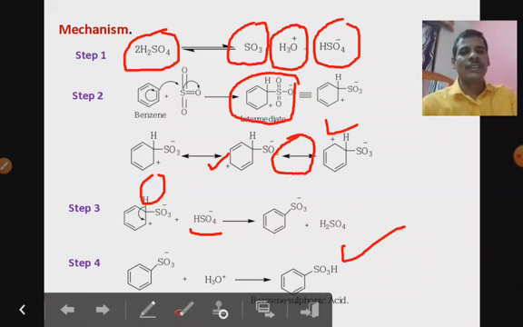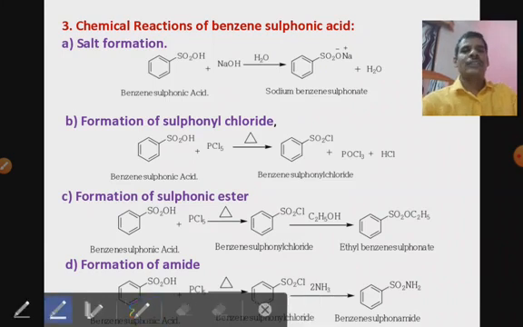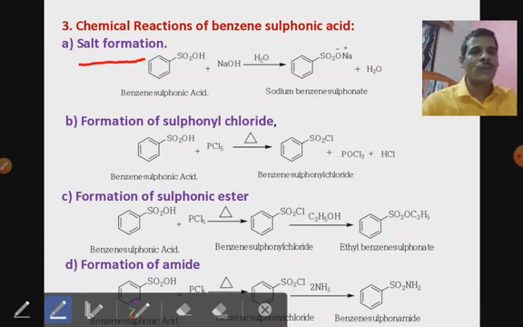Now see some chemical reactions. The first chemical reaction of benzene sulfonic acid is the salt formation reaction. We know that when any acid reacts with any base, there is a formation of salt and water. We already know the definition of the neutralization reaction. Any carboxylic acid reacts with a base, that is sodium hydroxide, and there is a formation of salt and water, which we call the neutralization reaction.